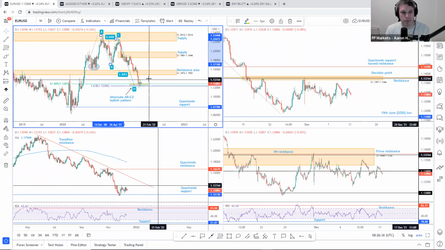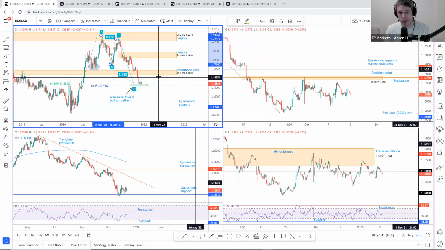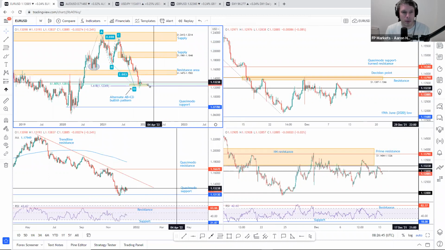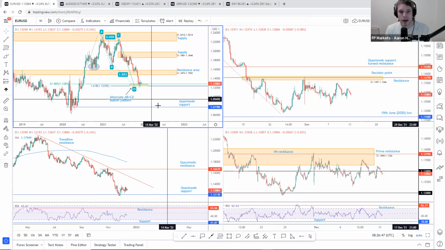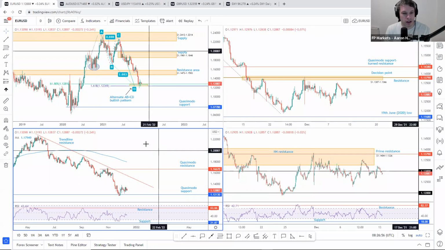Should buyers eventually regain some consciousness here, do keep an eye on this resistance area at 1473, 1583. Now, do bear in mind this is the weekly time frame, so this might not come about for quite a while yet. Should we break below here, then eyes will be on the quasi-mother support at 0778.